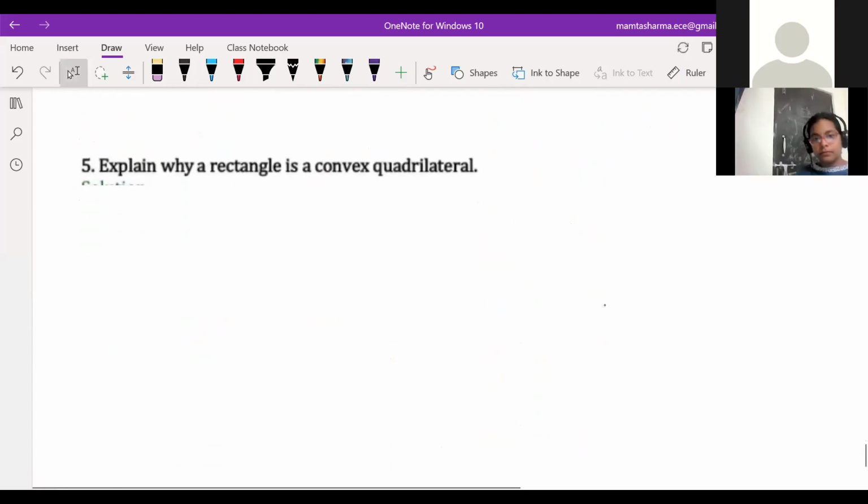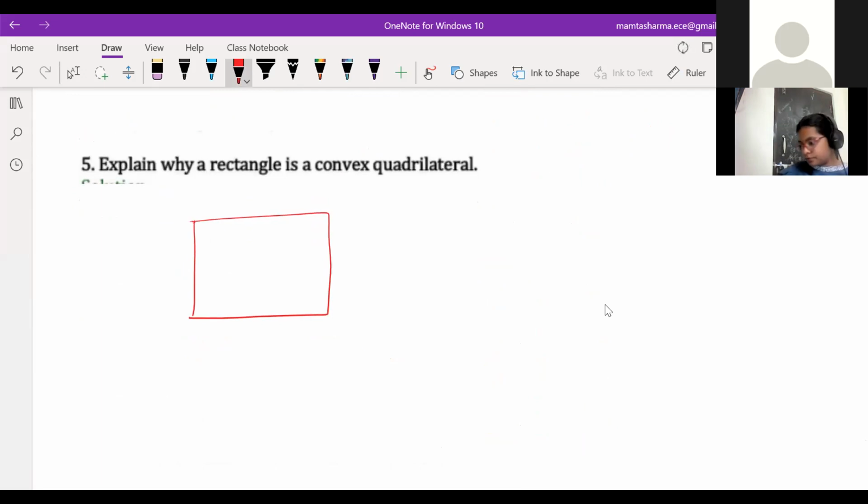Explain why a rectangle is a convex quadrilateral. Rectangle is convex because all diagonals lie inside it. No diagonal lies outside the quadrilateral. Square is also a convex quadrilateral, but they are asking only about why a rectangle.